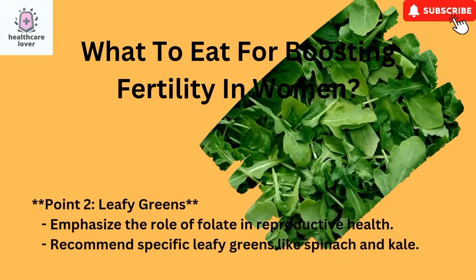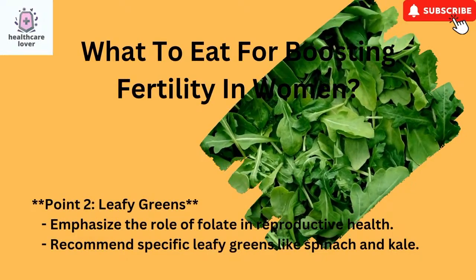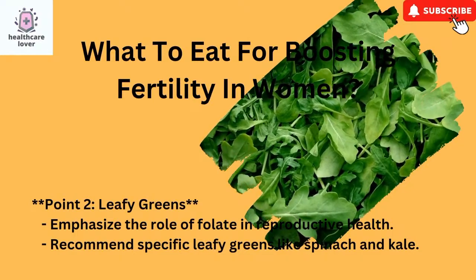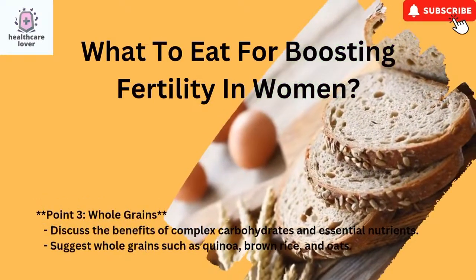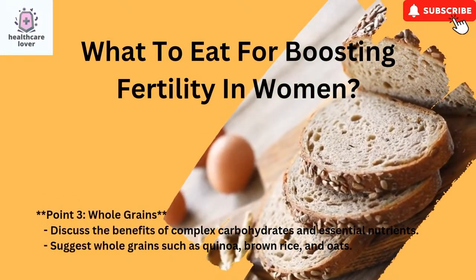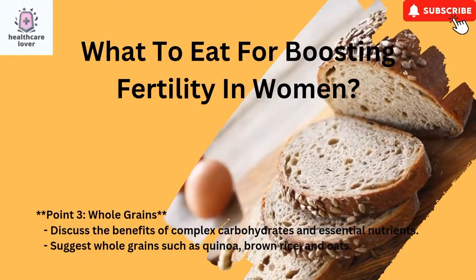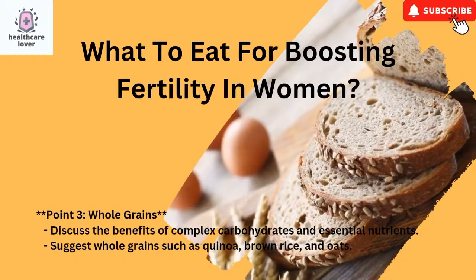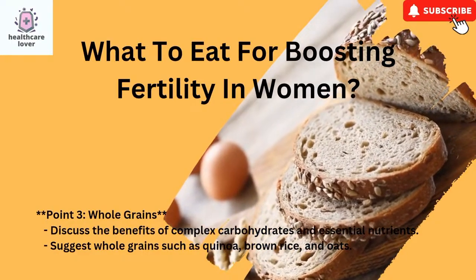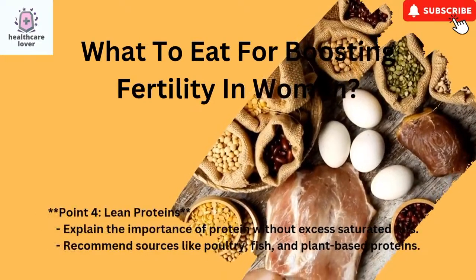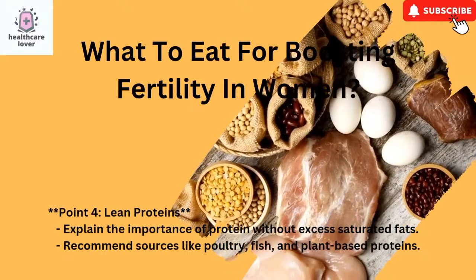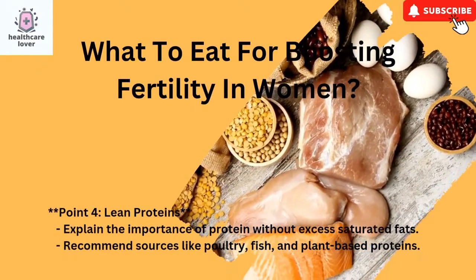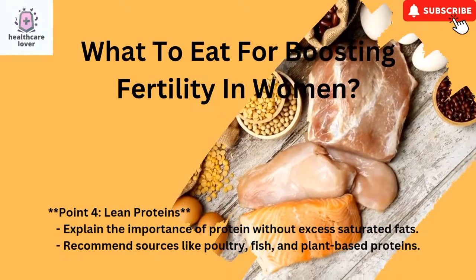Point 2. Leafy greens. Emphasize the role of folate in reproductive health. Recommend specific leafy greens like spinach and kale. Point 3. Whole grains. Discuss the benefits of complex carbohydrates and essential nutrients. Suggest whole grains such as quinoa, brown rice, and oats. Point 4. Lean proteins. Explain the importance of protein without excess saturated fats. Recommend sources like poultry, fish, and plant-based proteins.